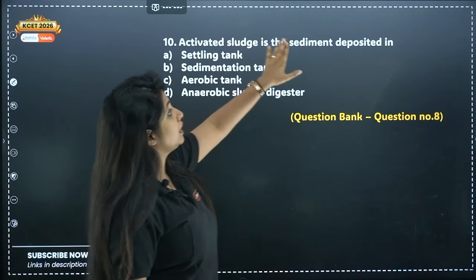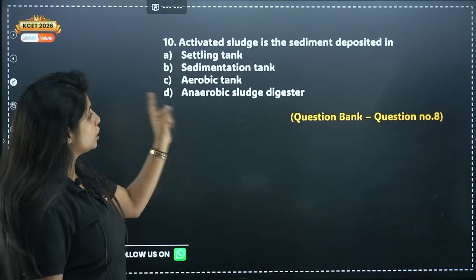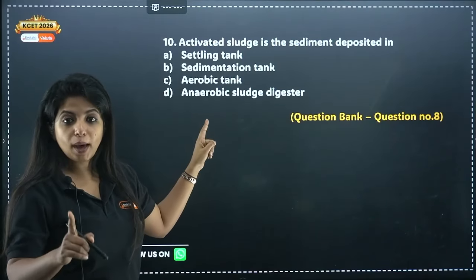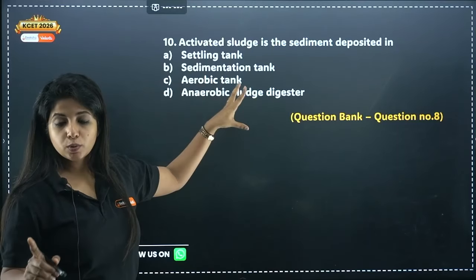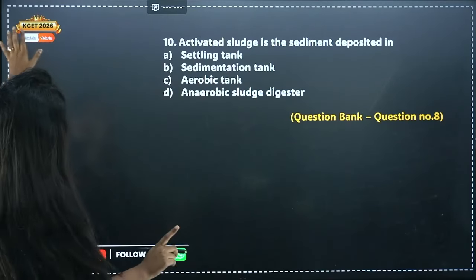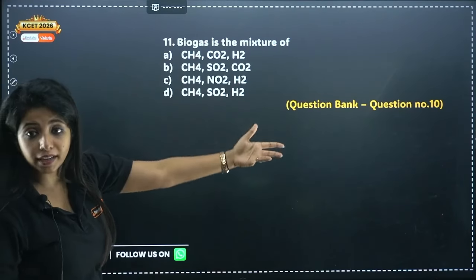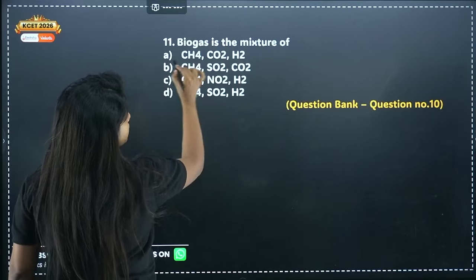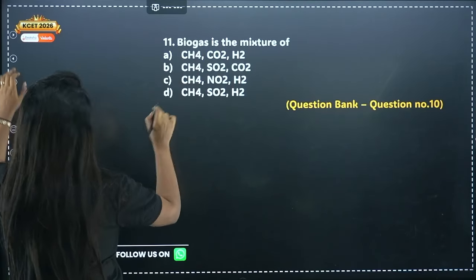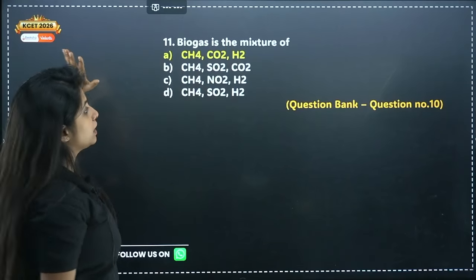Activated sludge is a sediment deposited in... I'll make you do this question when we go ahead with sewage treatment. As of now, if I say, you will not understand it. Biogas is a mixture of, again this question came, biogas is a mixture of what? CH4, CO2 and also H2. Instead of H2S, it is H2. That's not a problem, just give the correct answer.